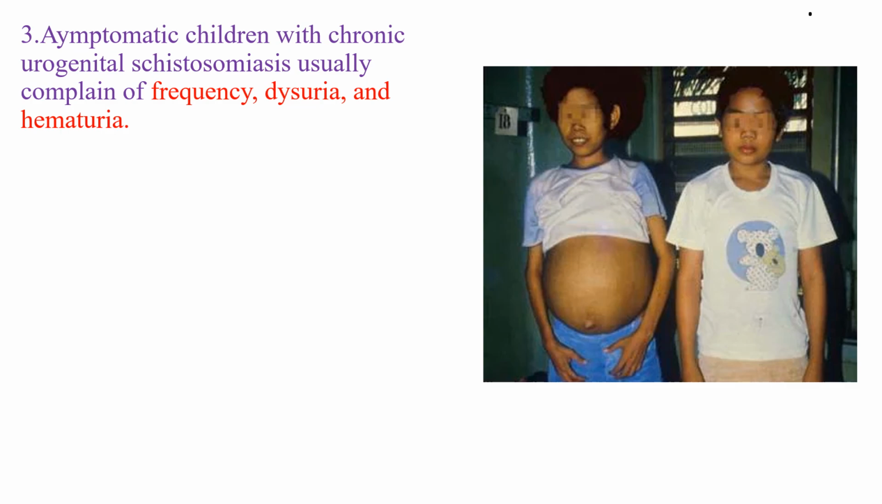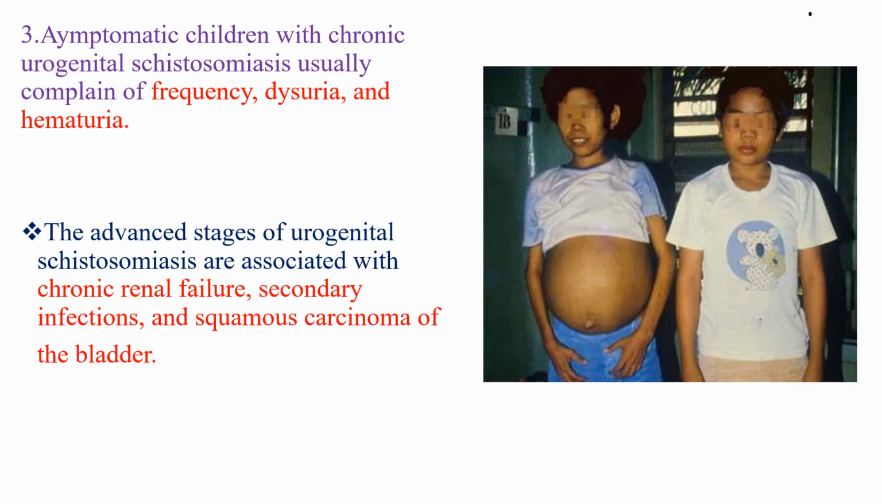The third is the chronic one. Chronic disease is classified as symptomatic and asymptomatic. Children with chronic urogenital schistosomiasis usually complain of frequency, dysuria, and hematuria. The advanced stages of urogenital schistosomiasis are associated with chronic renal failure, secondary infection, and squamous carcinoma of the bladder. So this is mainly due to Schistosoma haematobium.